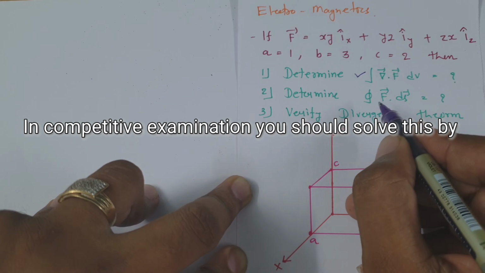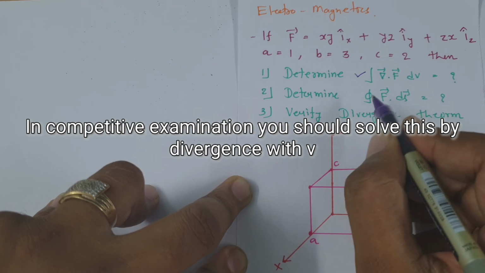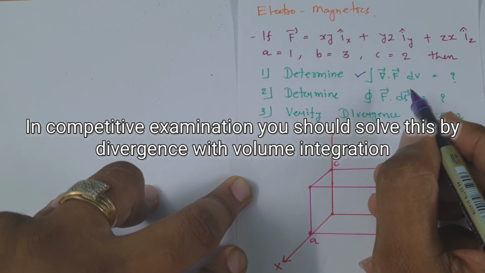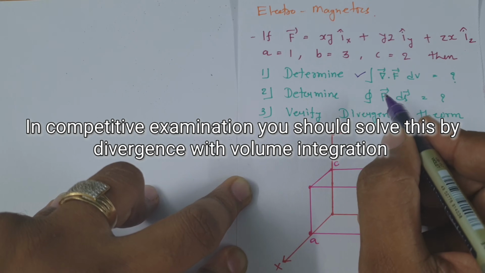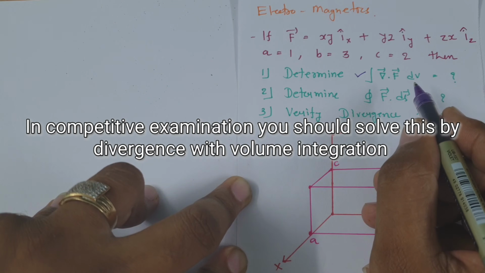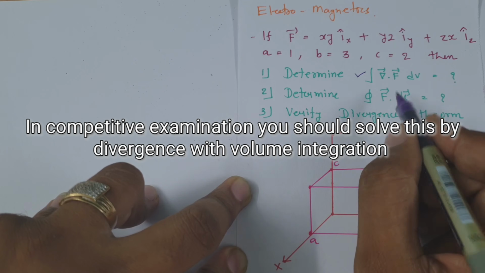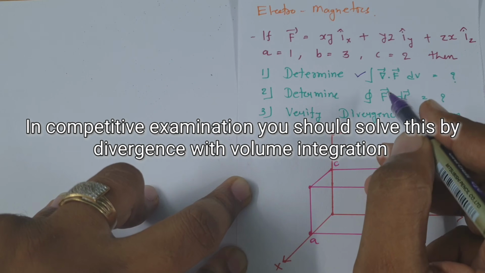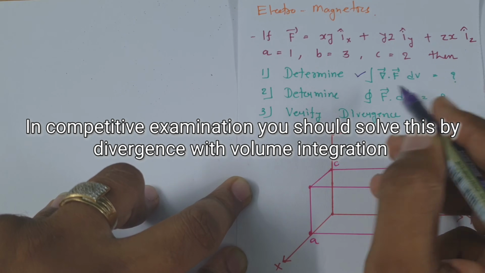You should not go by the calculation of F dot dS, because this closed surface integration will take very long and requires accuracy even. So I prefer this method. By taking the divergence and volume integration, we can directly calculate this surface integration. Both of these are the same as per the divergence theorem. Let us solve this problem by considering this case, the volume integration of del dot F.